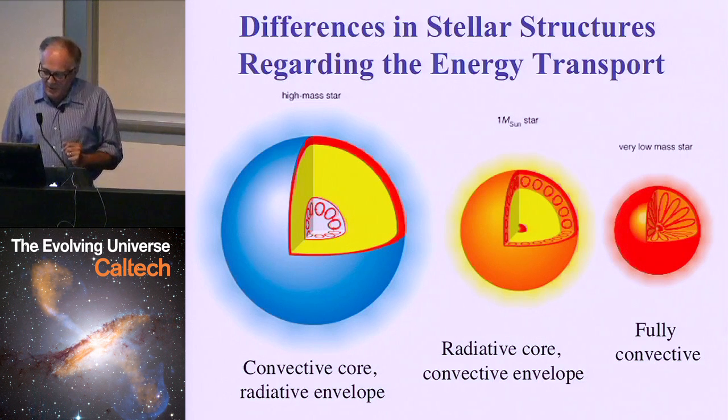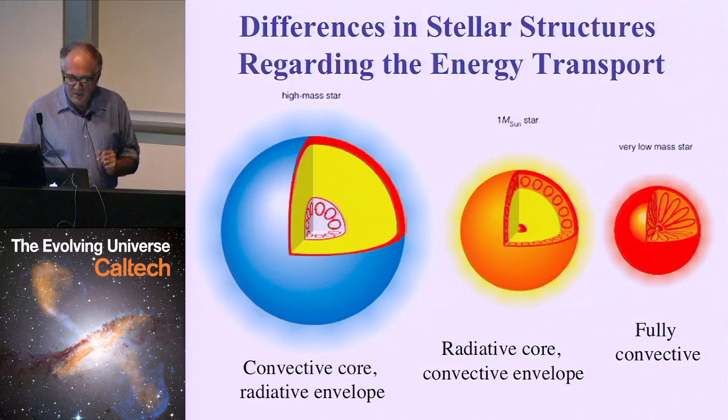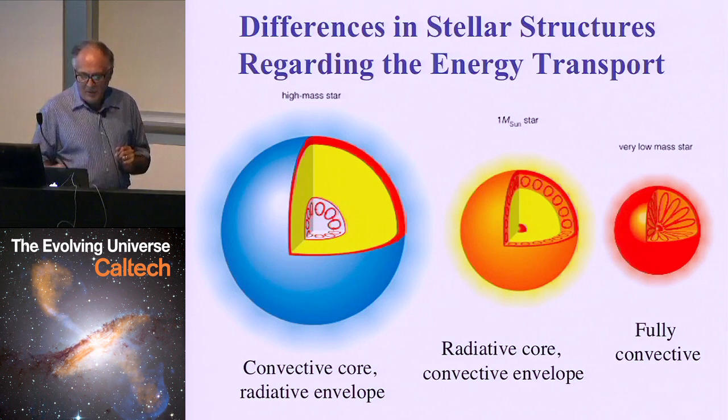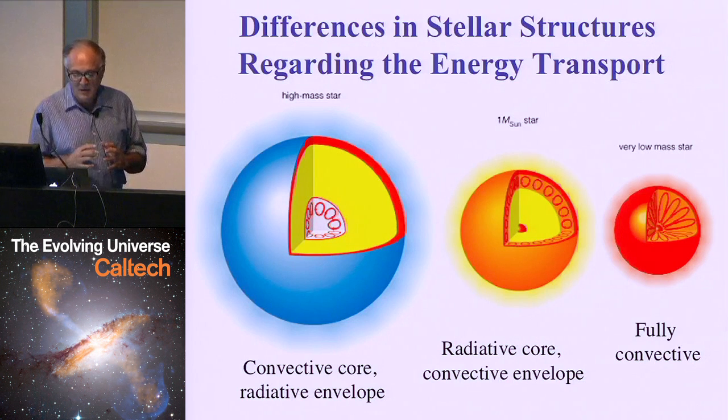The energy transport does differ. We talked about this a little bit. And for a really high mass star, there is a convective core, because it's too opaque for energy to be radiated away even through slow photon diffusion. And then most of the star is radiative.